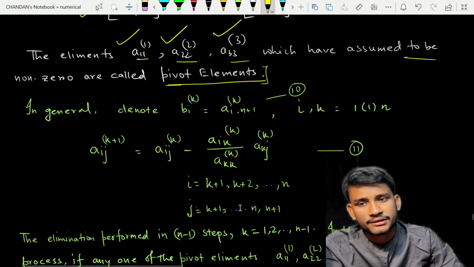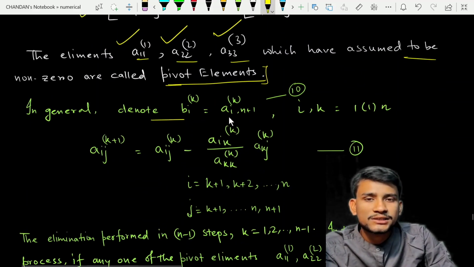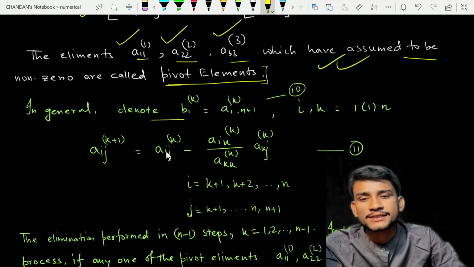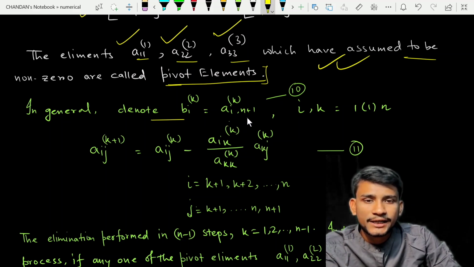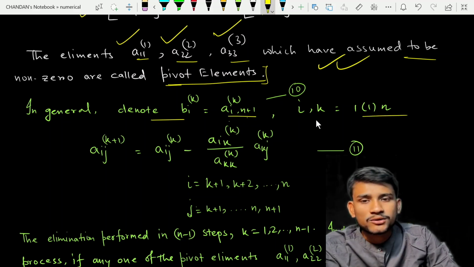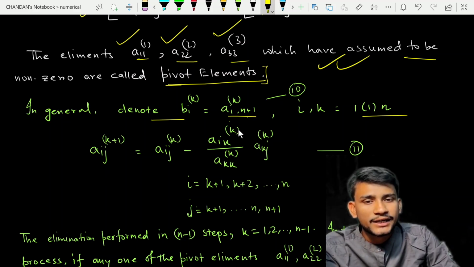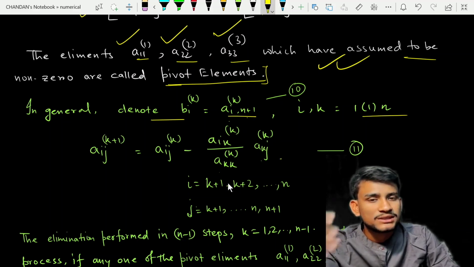Okay, so in general we denote b_ik. This is the case for a 3 by 3 system. Now if we generalize the system, then we get b_i^(k), that is the kth operation, equal to a_i,n+1^(k), for i, k equal to 1 to n. Okay, and a_ij^(k+1) is equal to a_ij^(k) minus a_ik^(k) by a_kk^(k) into a_kj^(k). So this is the generalized form.